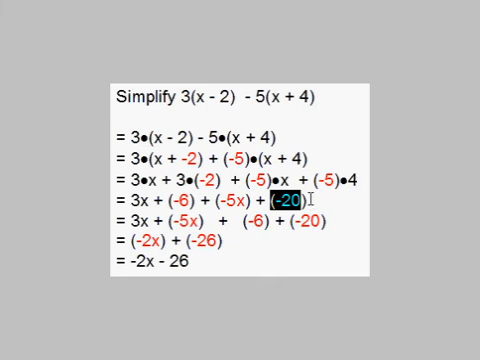Now, all of these quantities are added together. We can apply the commutative property again. I'm going to group the 3x term next to the negative 5x, and then I'll group the negative 6 next to the negative 20.